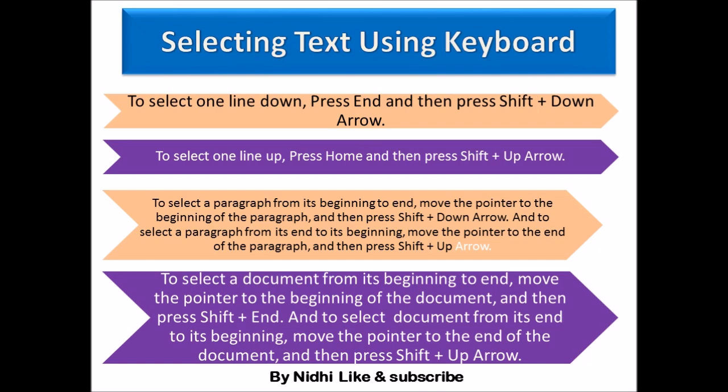Okay, so to select a paragraph from beginning to end, just move the pointer to the beginning of a paragraph and then press Shift and down arrow key. And to select a paragraph from end to beginning, just do the opposite, press the End key and then press Shift plus up arrow key. Okay, so follow these points and try to select the paragraphs or lines using mouse and keyboard. So let's do some practical.